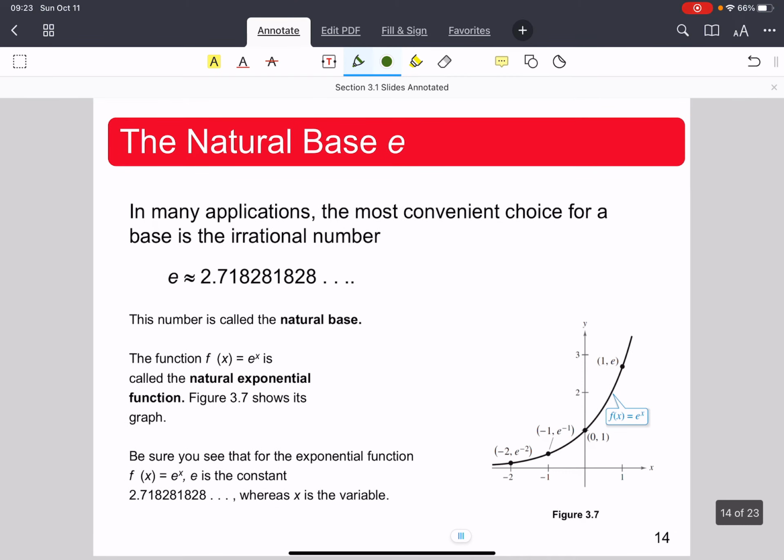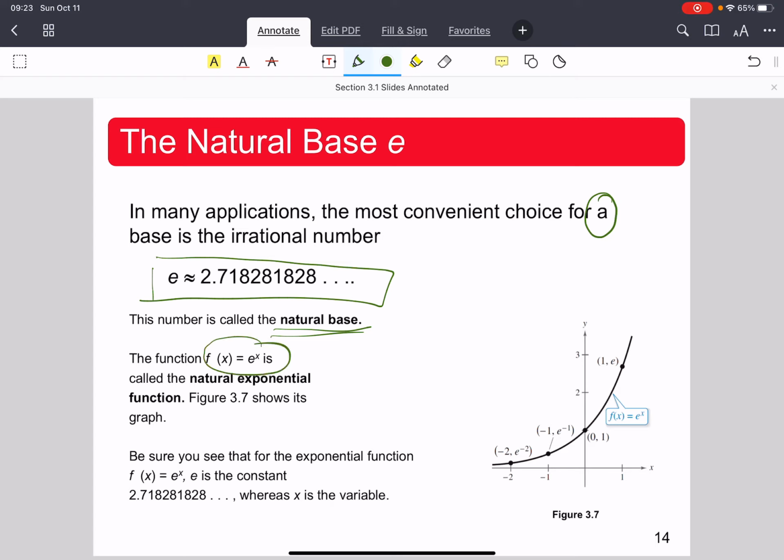All right, next thing we're gonna learn is the natural base e. So in many applications in mathematics and other quantitative sciences, the most convenient choice for the base a is the irrational number e, approximately 2.718281828. So this number is a special number and we call it the natural base. It's a specific number. Then the function f of x equals e to the x is called the natural exponential function. So e to the x is a natural exponential function.